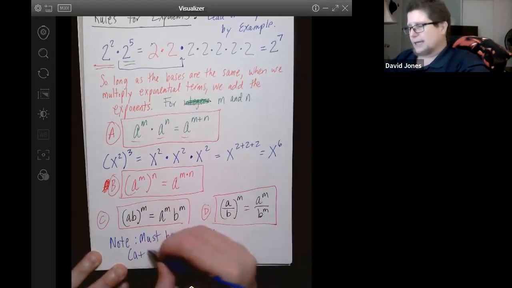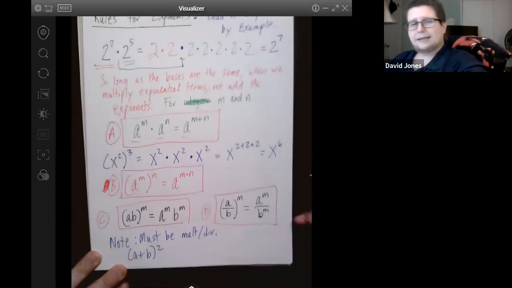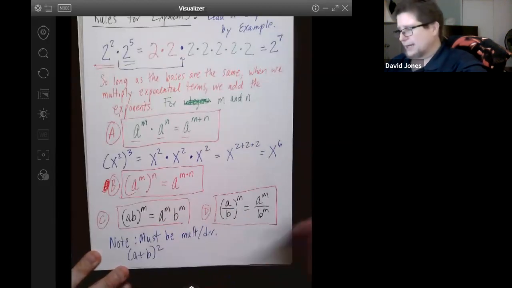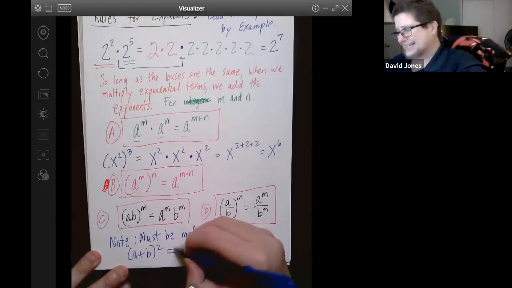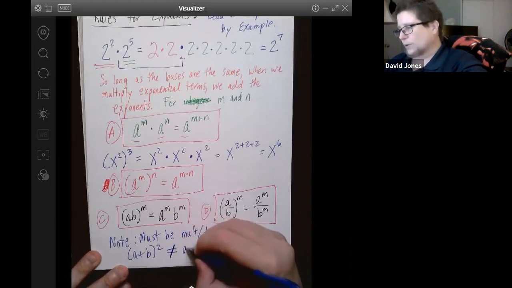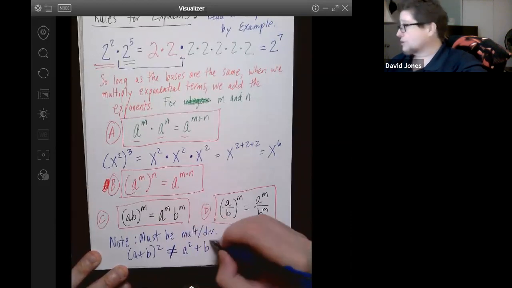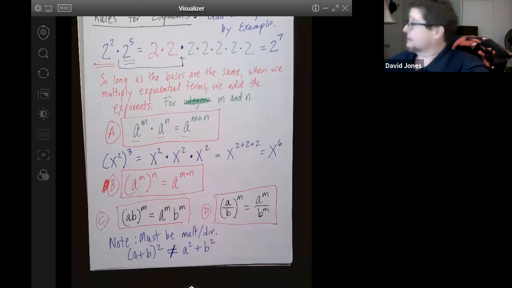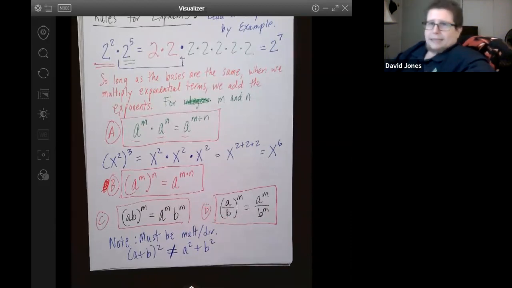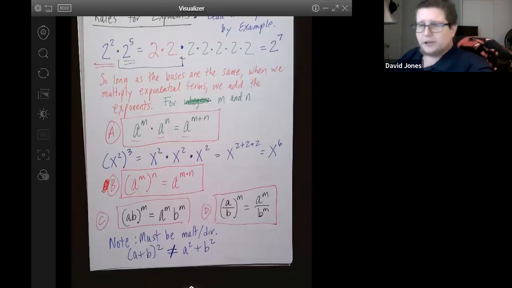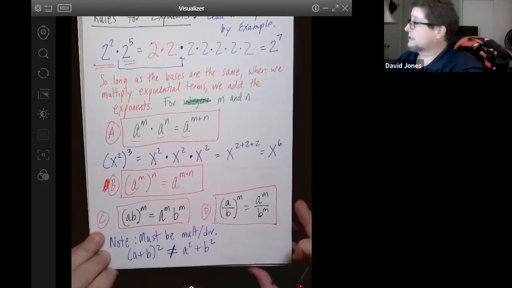If we have a plus sign or a minus sign in there, (A plus B) quantity squared does not equal A squared plus B squared, as we'll see a little bit later on. Okay, make a note of that. No addition or subtraction in there if we're going to distribute the powers. That is a very, very common mistake I see as a math instructor, and it's easily avoided. I just need to emphasize it.